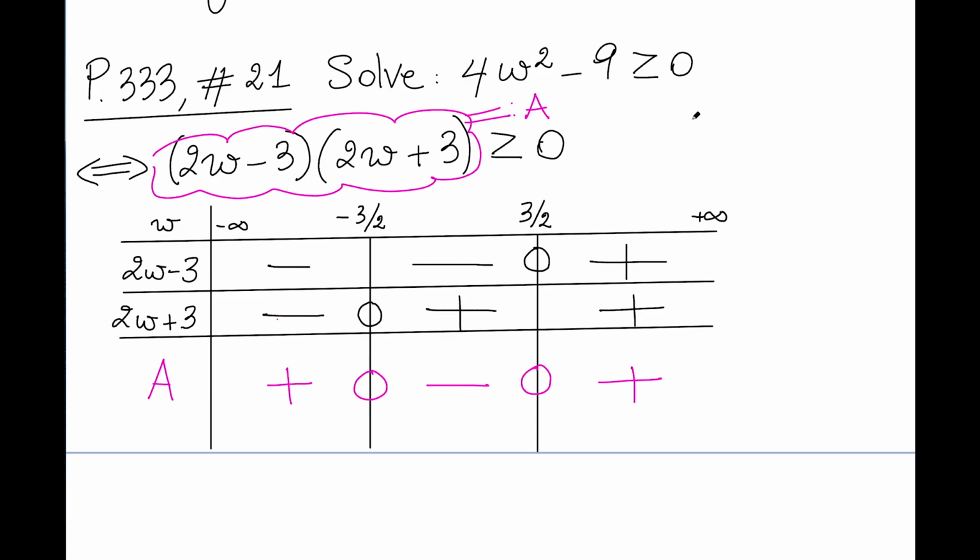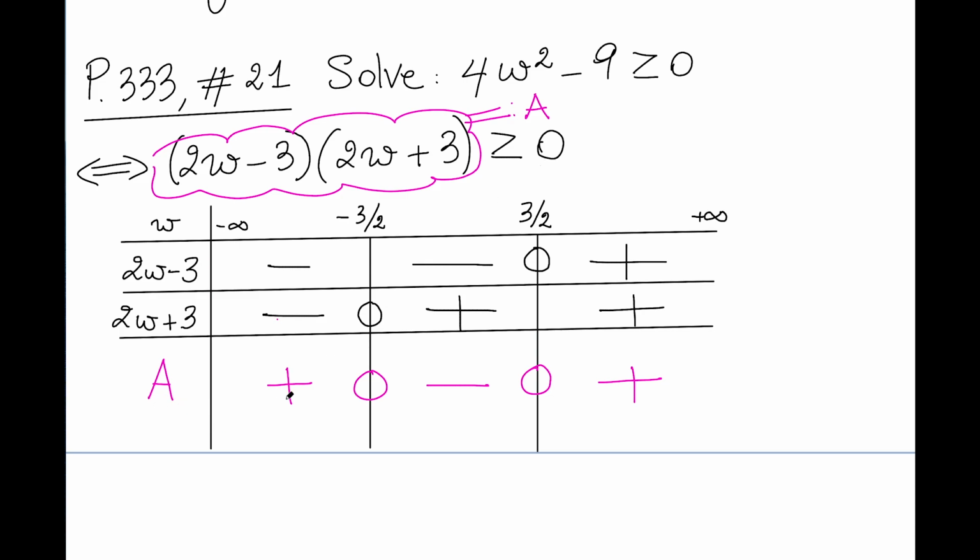And the question now is, when is a 0 or more? When is a non-negative? Well, look at the row for a. A is 0 or more when w is between those two guys, right? Oh, sorry, 0 or more, so positive or neutral.